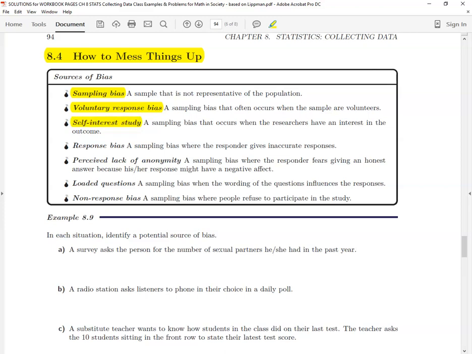Self-interest is when the researchers have a vested interest, like we think about the sugar company, when my kids were little, they said, oh, sugar doesn't make kids hyper. Well, it made my kids hyper. Response bias is where they give an inaccurate response, whether they intend to do that or they just don't remember, like a lot of food reporting kind of things. People tend to underreport what they eat.